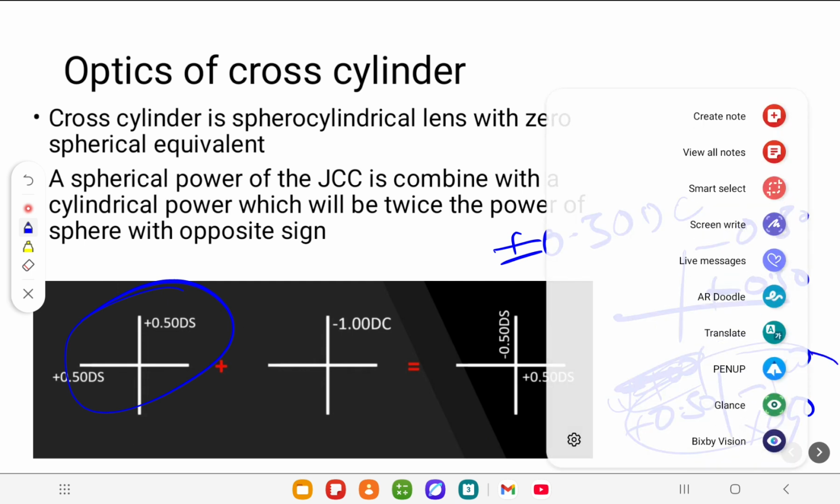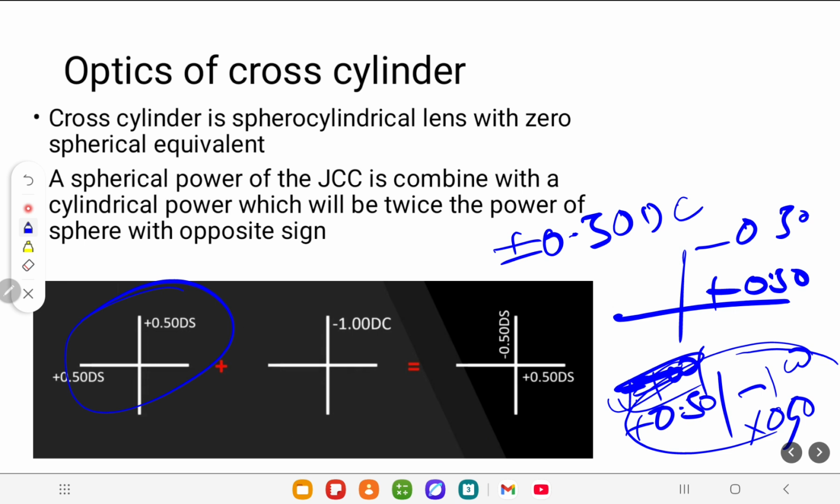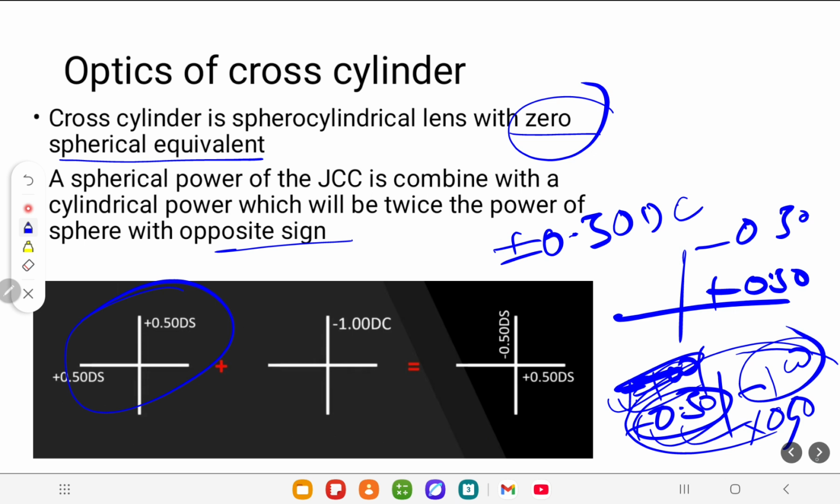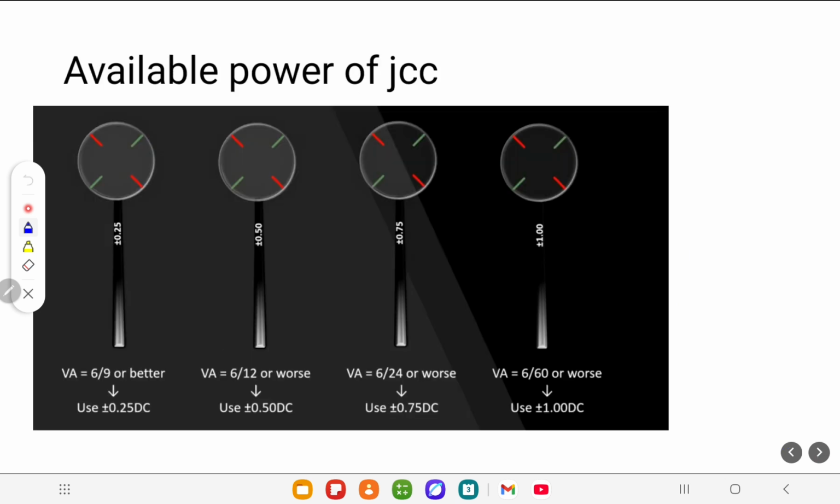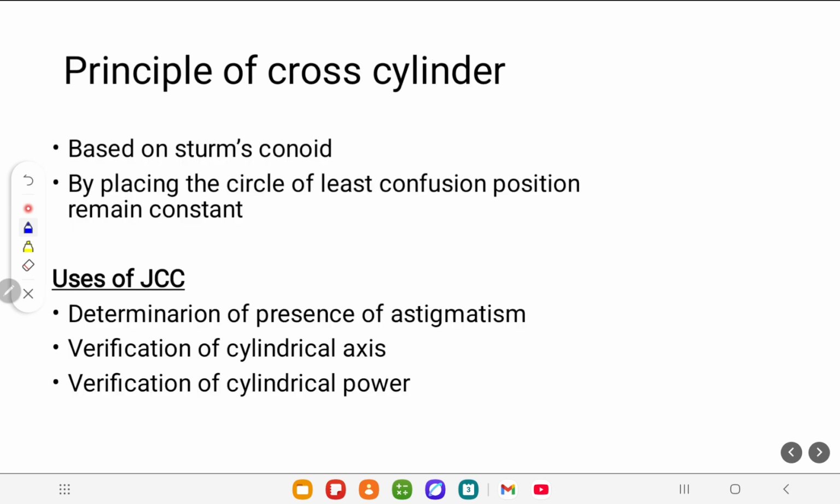There are a lot of MCQs on this. The cross cylinder is a cylindrical lens with zero spherical equivalent, isn't it? So if you resolve this equation, the spherical equivalent is 0. The spherical power of the Jackson cross cylinder combines with the cylindrical power, which is twice the power of the sphere and of opposite sign. The cylinder is twice the power of the sphere, which is a very simple concept. So the Jackson cross cylinder looks like this. I think you have seen that.